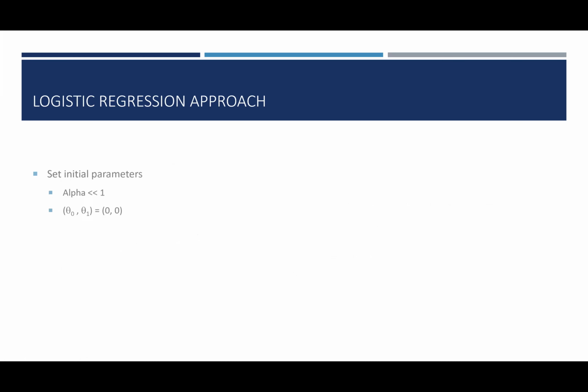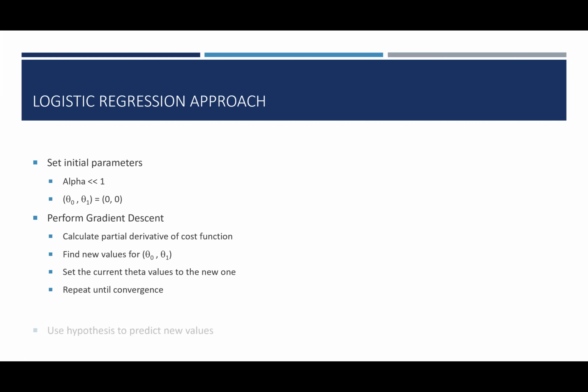And then as an overview for logistic regression, you're going to set initial parameters, alpha less than 1, and your beta parameters can be 0 and 0. Perform gradient descent by calculating the partial derivative of the cost function and setting the parameters to the new values, repeating until convergence. And then you can now use your hypothesis function to predict the new value.